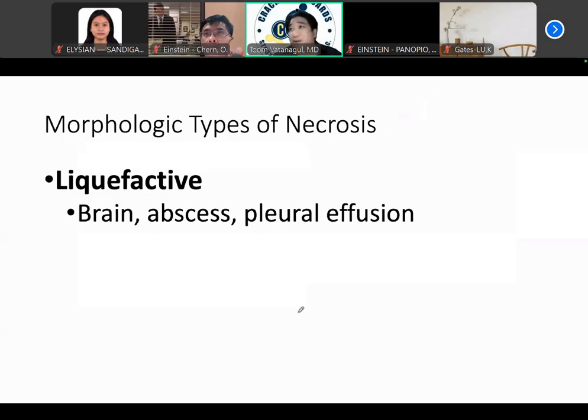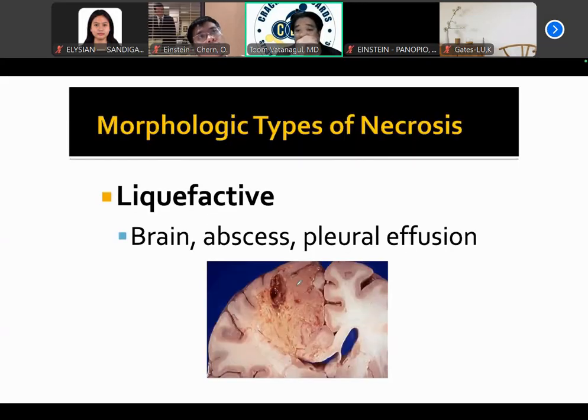Then we have liquefactive necrosis, where you have the presence of enzymatic reactions which liquefy the tissue. Okay, so this can be in the form of an abscess or pus, pleural effusion, or the brain. What will come out here in the boards is the brain, okay, a liquefactive necrosis. Then we have a photo here. Yeah, and that's the liquefactive necrosis of the brain.